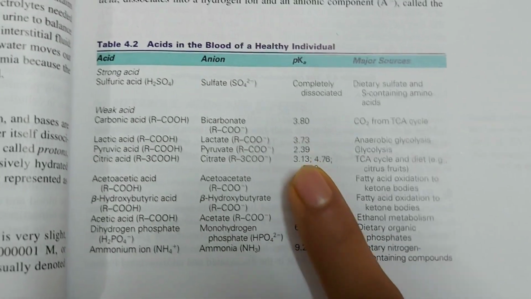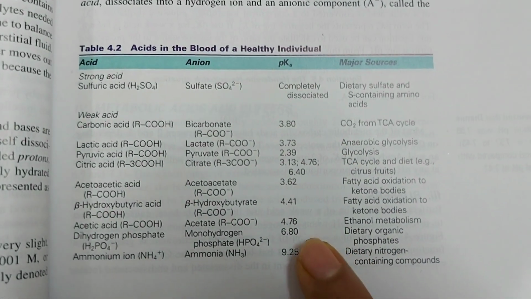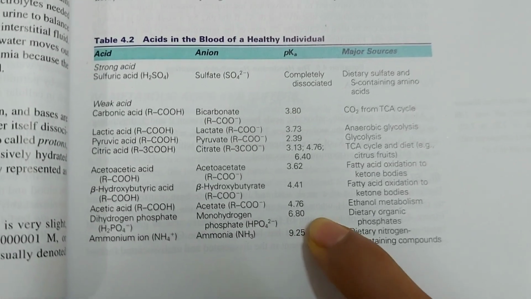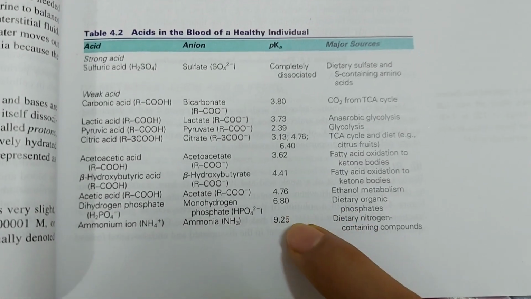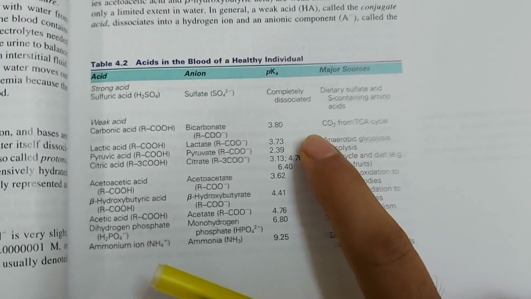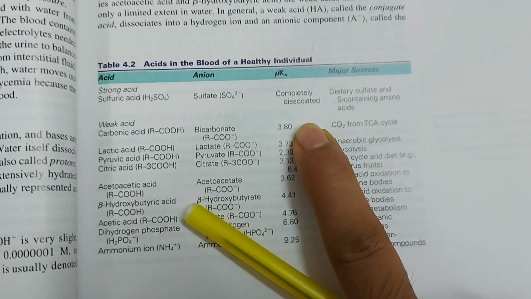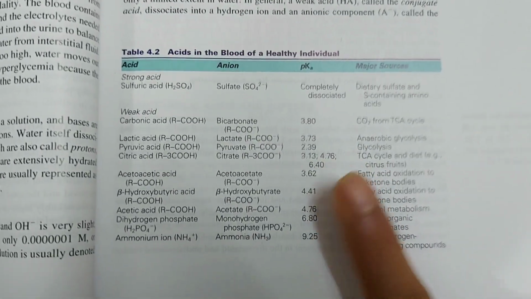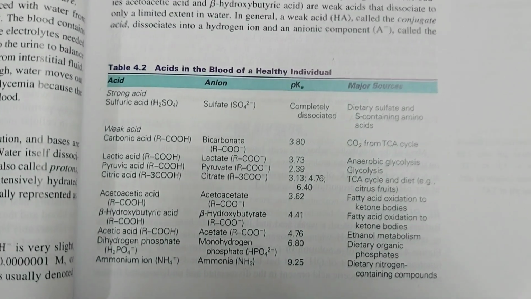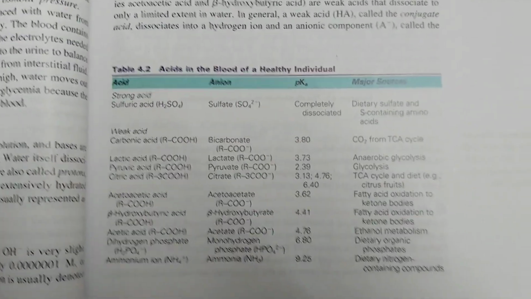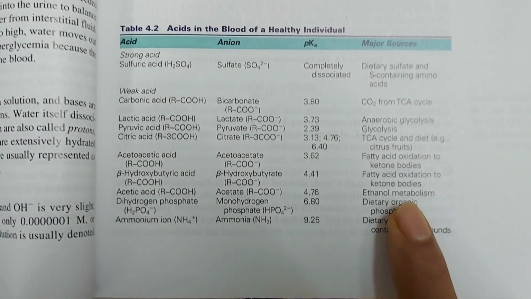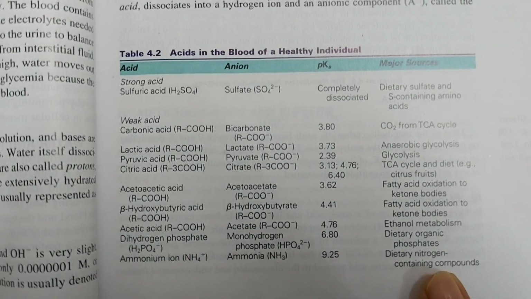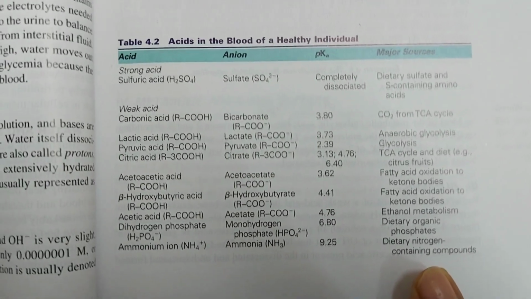Our body fluid has a pH of about 7, more than 7, and phosphate has a pKa of about 7 and ammonium has a pKa of about 9. But all the other acids have a pKa less than the pH of our body fluid, so they will dissociate more at that pH. So this is the importance of pKa and the Henderson-Hasselbalch equation. So thank you all.